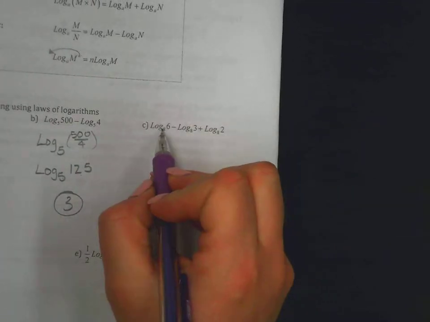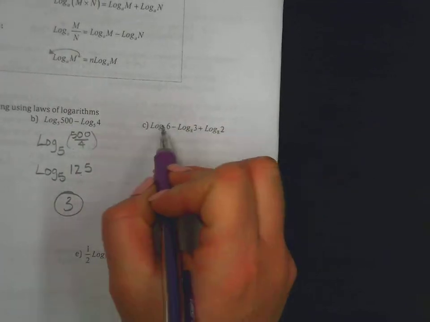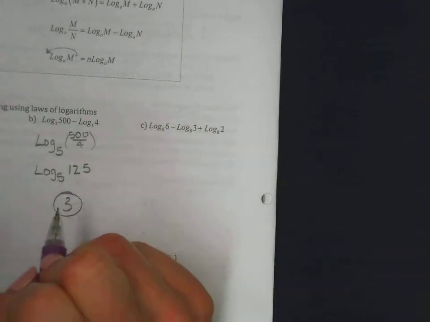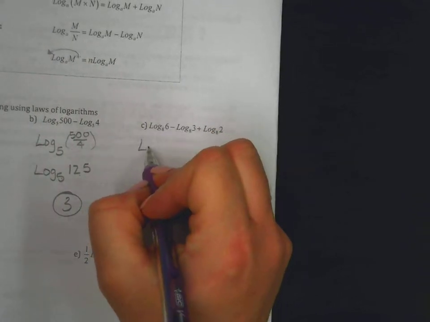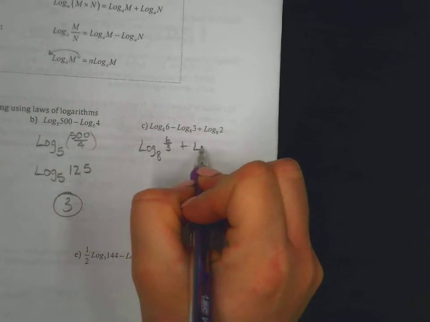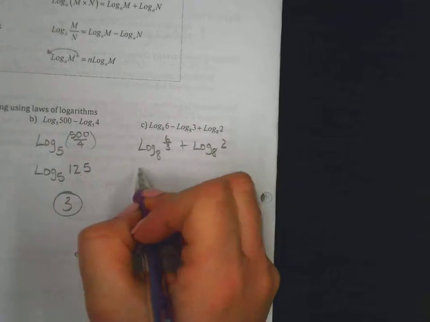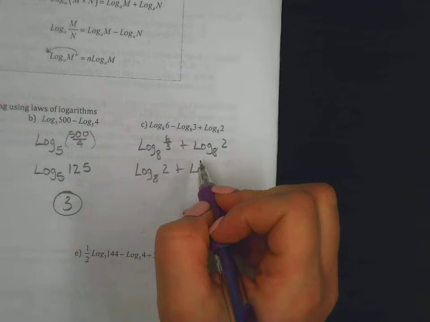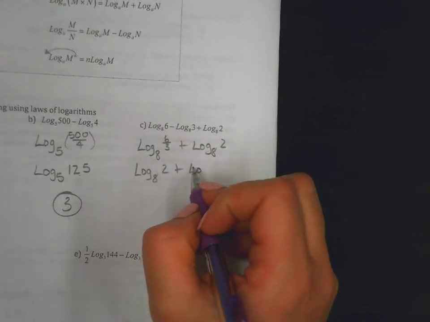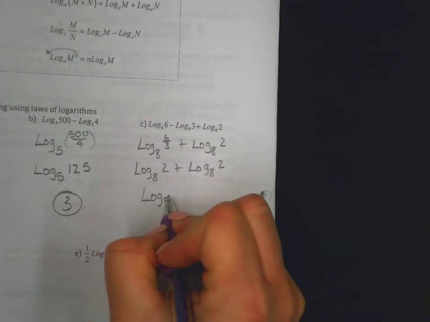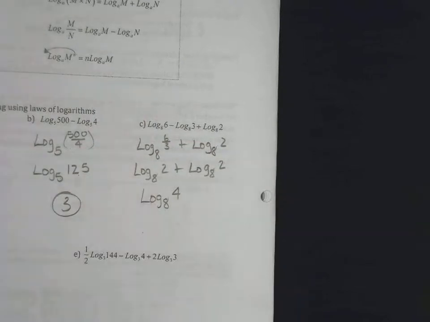Okay, so when we see something with 3 logarithms, you always want to work from left to right. So I'd want to divide these values first before I multiply. So I'm going to rewrite this as log base 8 of 6 divided by 3. 6 divided by 3 is 2. So now I'm going to multiply my 2 values. 2 times 2 would give me 4, so this equates to a log base 8 of 4.